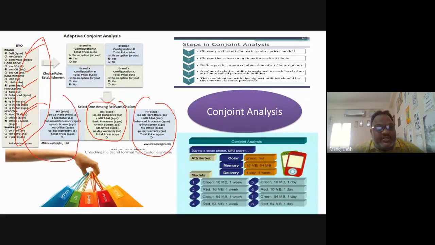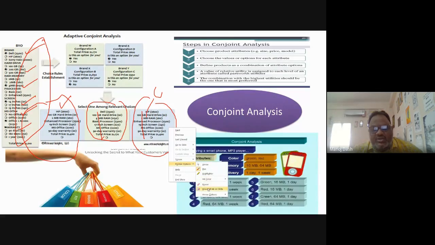It means now here there are 3 combinations I got: one combination for HP, one combination for Dell, and one combination for the HP series. That will click more in the market or be more inclined to the market. So this will help us to understand what best attributes I should offer to the customer so that people are interested in my product.